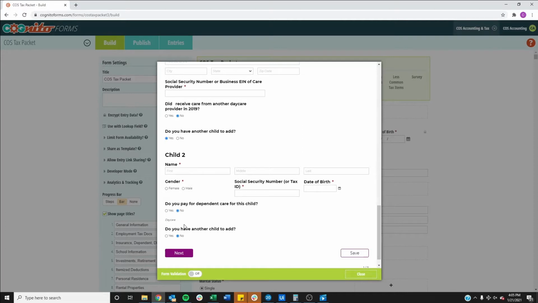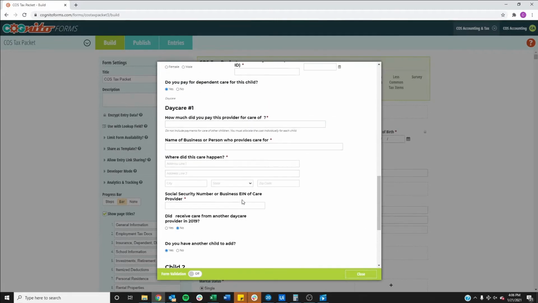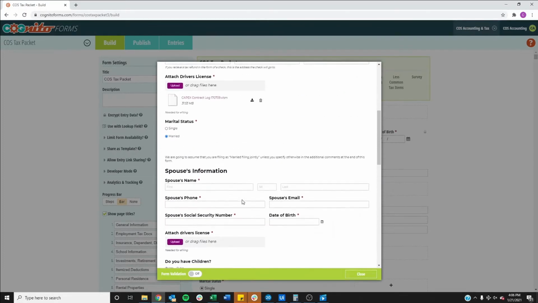If you have more than 6 children that you're wanting to claim on your taxes, just email us at taxes@COSAccounting, and we can discuss that and send a new form out that will allow you to put all your children's information on it. But this is what is in the first section of our online tax packet.